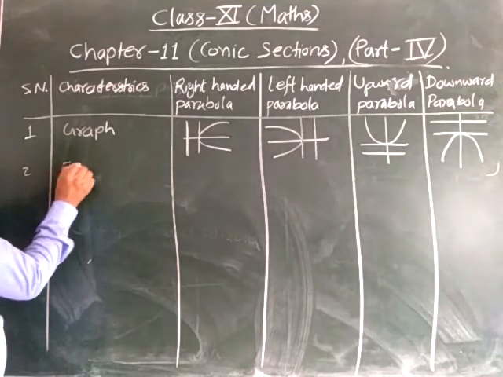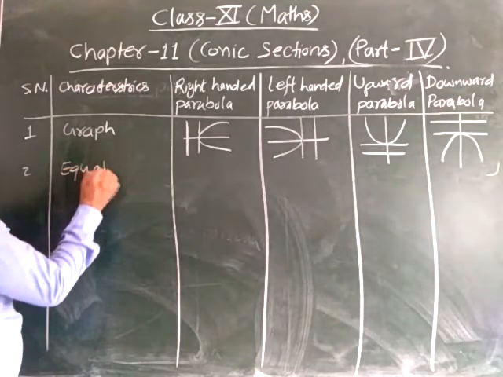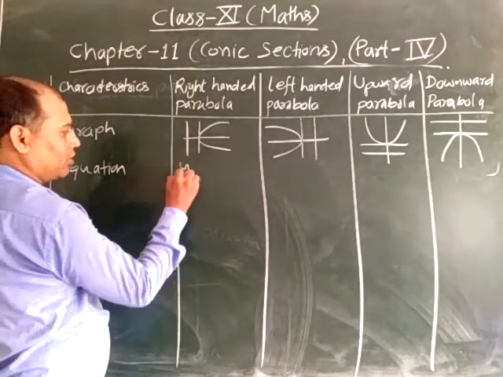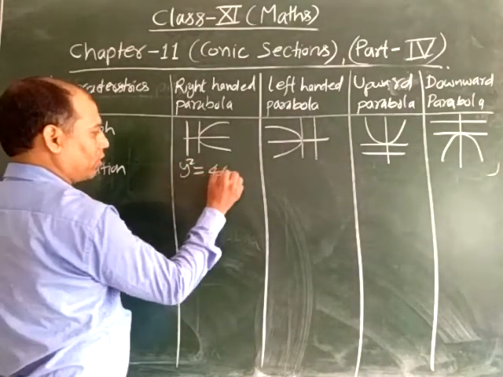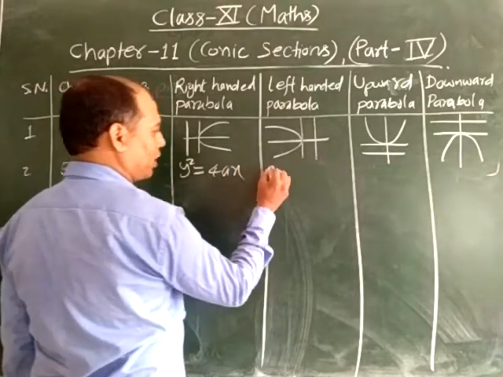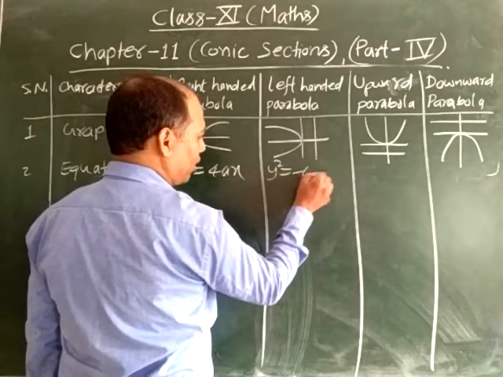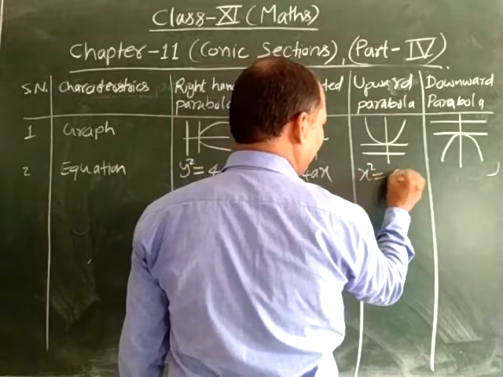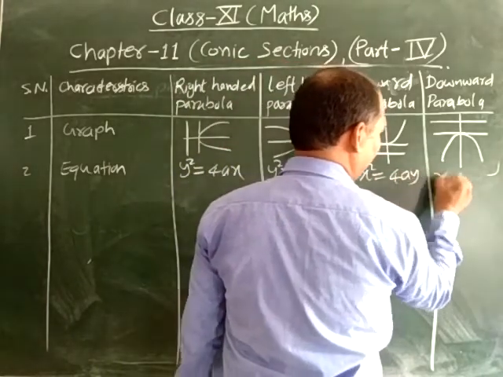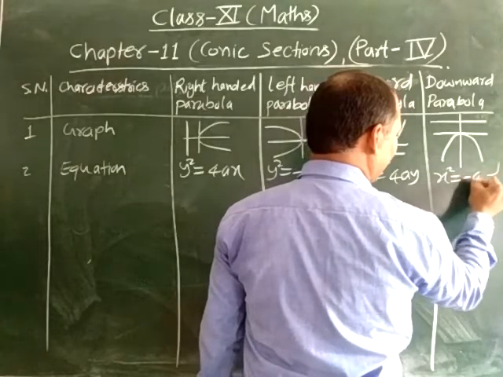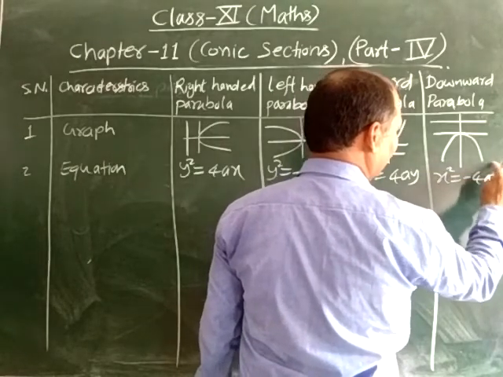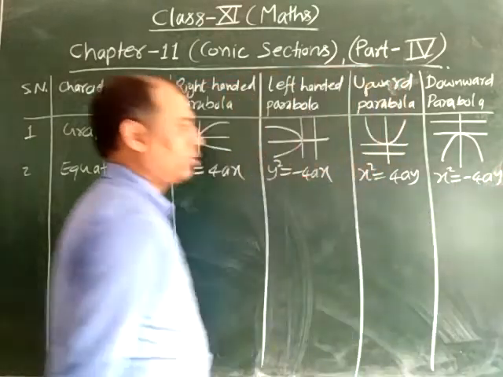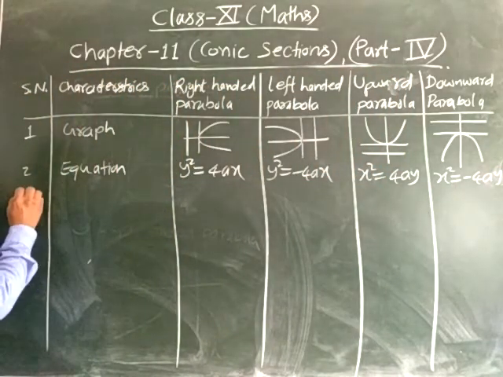Second is equation. Equation of this parabola is y square equal to 4ax. Equation of this parabola is y square equal to minus 4ax. Equation of this parabola is x square equal to 4ay. And equation of this parabola is x square equal to minus 4ay. These are the equations of all the parabolas.